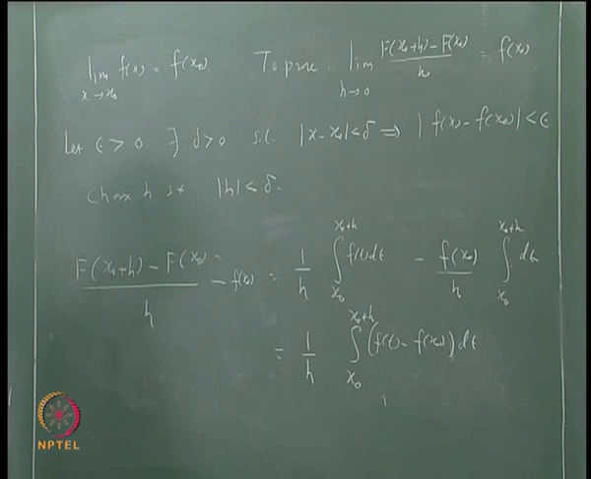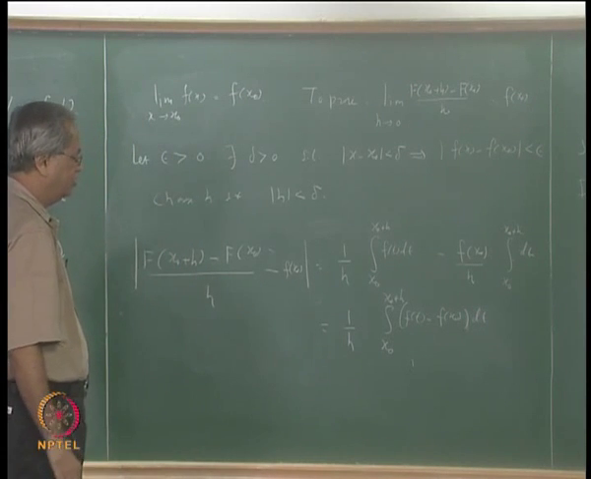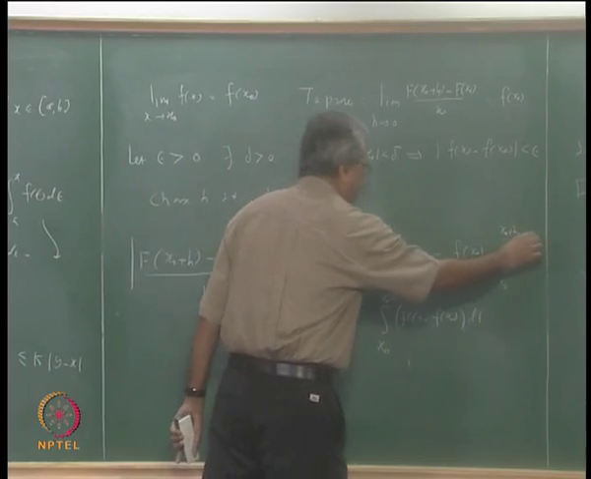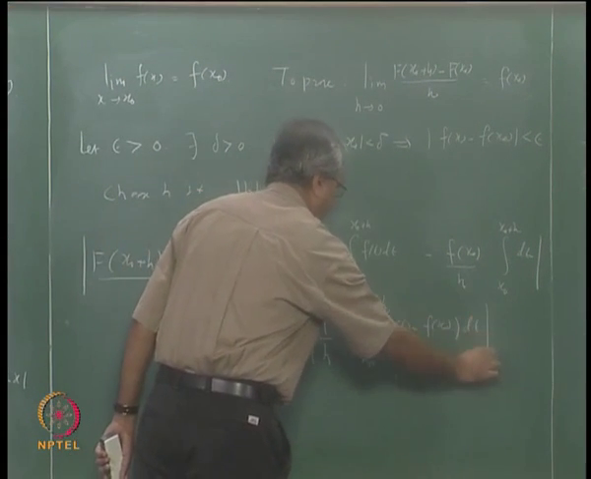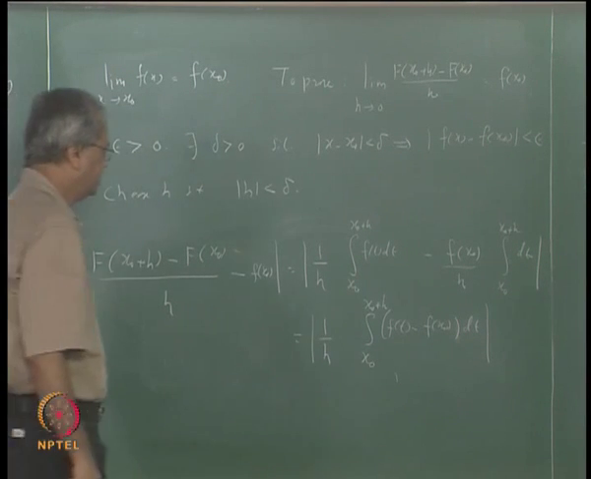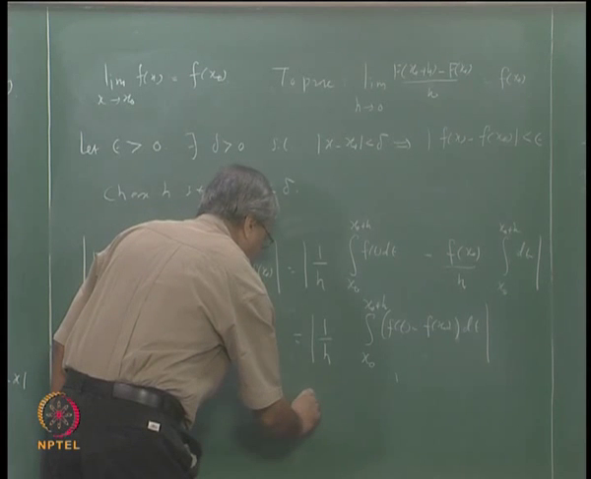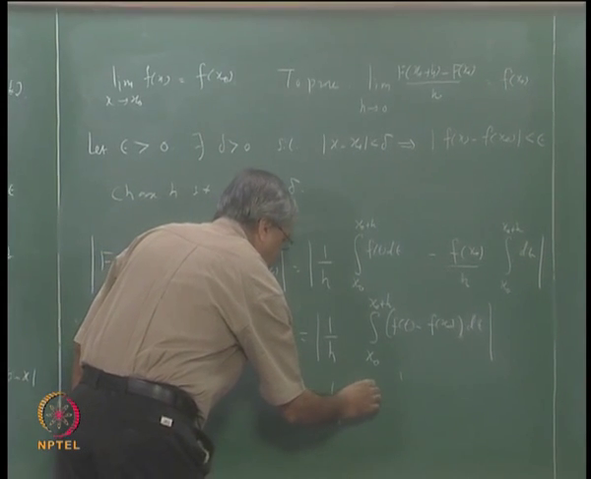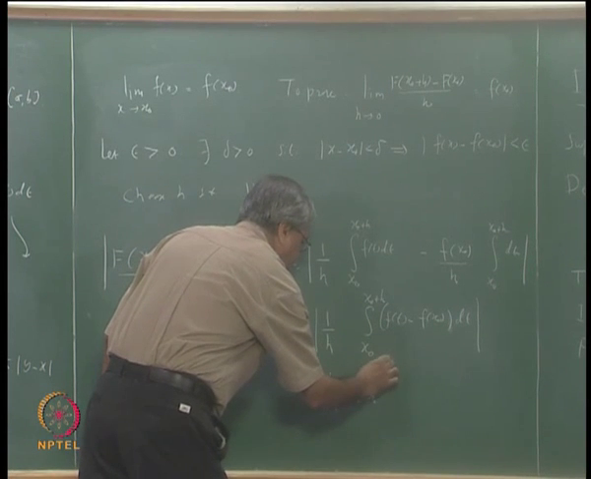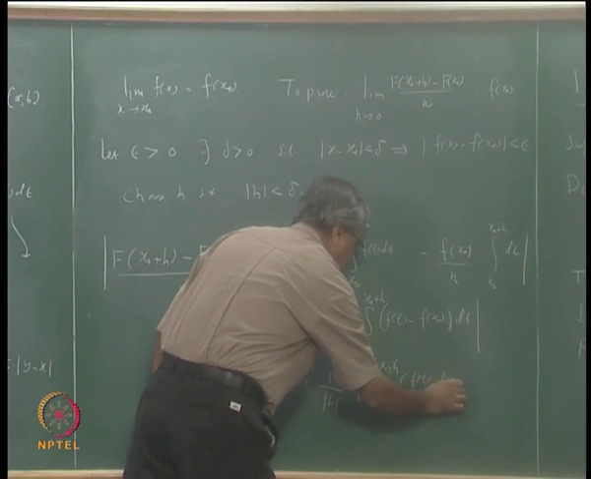Do you agree with this? Then what we want to show is that the absolute value of this whole thing is less than epsilon. So we will take the absolute value. The absolute value of this is the same as the absolute value of this, and that is again the same as the absolute value of this. One can say further that this is equal to 1 by mod h into the absolute value of the integral from x naught to x naught plus h of f t minus f x naught dt.